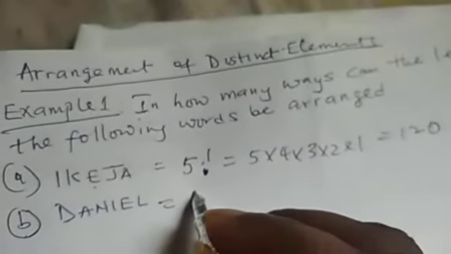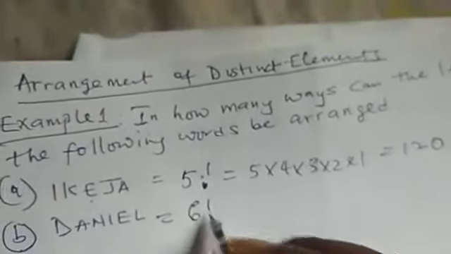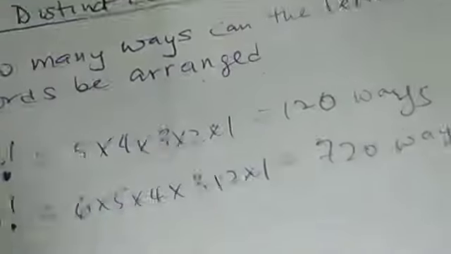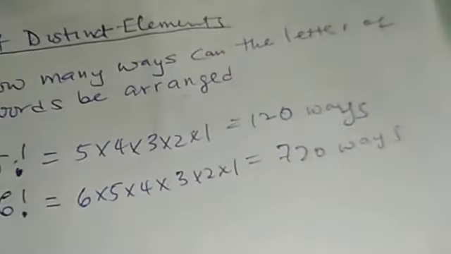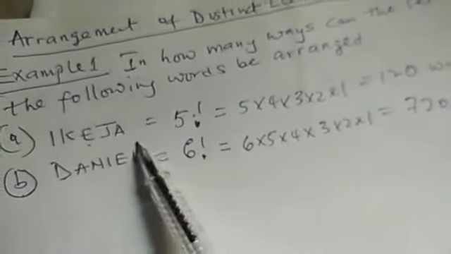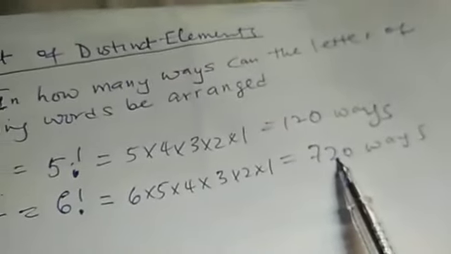So our total arrangement in Daniel will just be 6 factorial, and that will become 6 times 5 times 4 times 3 times 2 times 1, and that will give me 720 ways. So that means if I'm to arrange all this, I'm going to have 120 ways. If I'm to rearrange this Daniel, I'm going to have 720 ways.